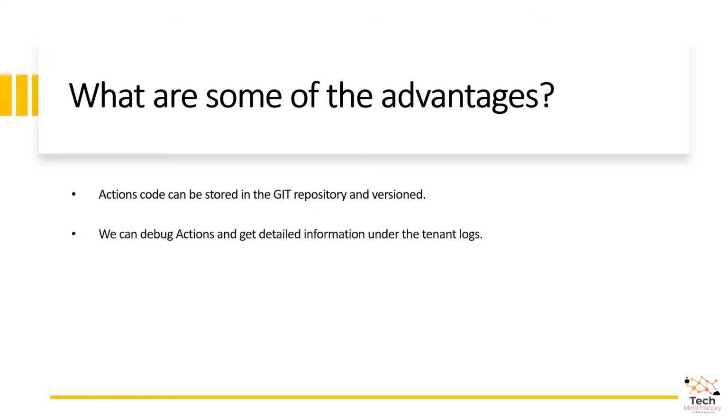Okay, perfect. We can also debug actions and get detailed information under tenant logs. This can be really helpful. So we can actually test our Auth0 action in dev environment. We can access specific logs from the action under the tenant logs. And we can, for instance, troubleshoot issues way faster than without this feature.